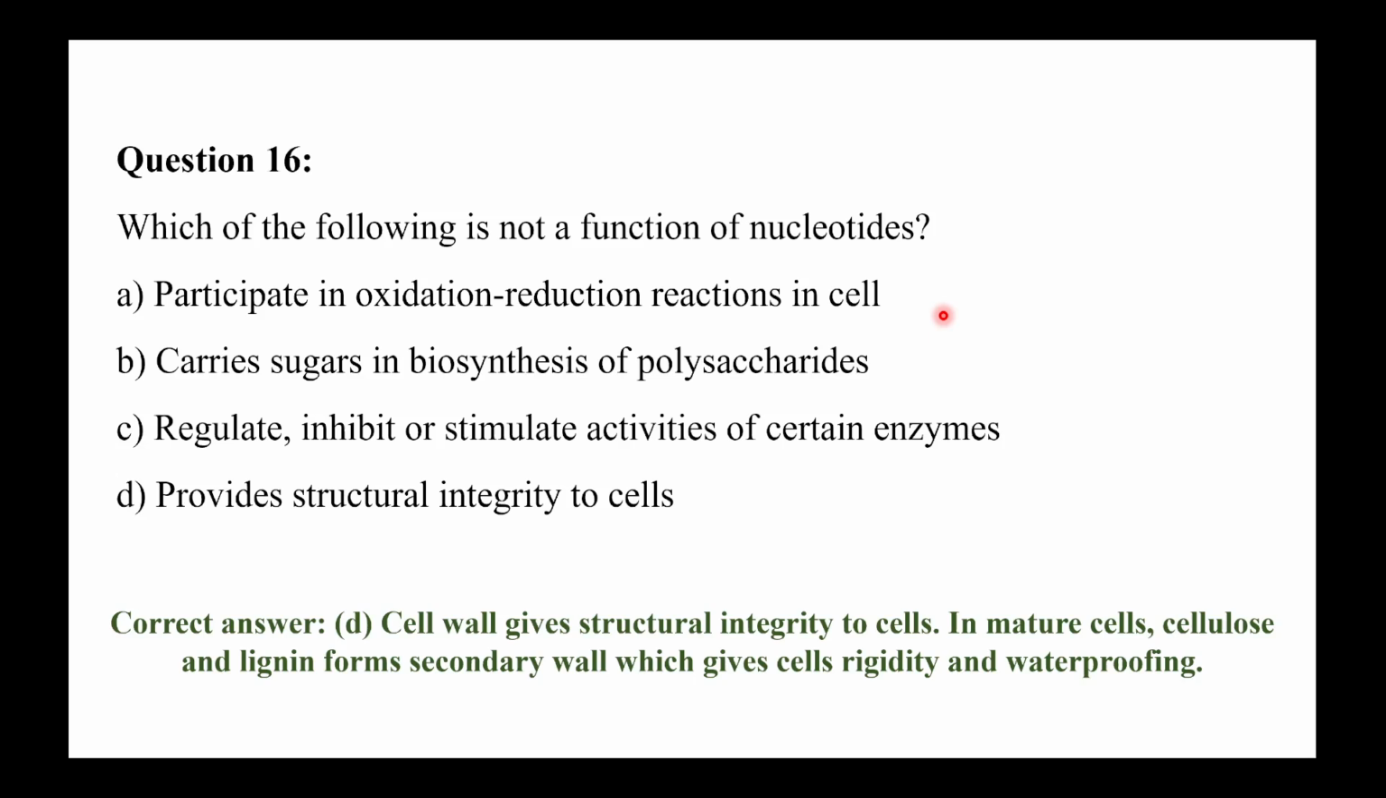Then second option, carry sugars in biosynthesis pathway of polysaccharides. Nucleotides are composed of sugars. So we saw the structure of ATP. ATP had a nitrogenous base, it had the sugar and it had 3 phosphates attached, right? So the sugar part of the nucleotide is actually provided when polysaccharides are biosynthesized. During the biosynthesis of polysaccharides, the sugar is actually taken from the sugar backbone of the nucleotides.